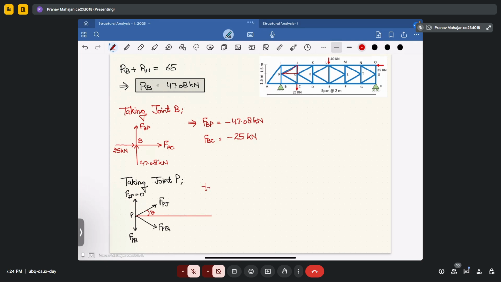So your tan theta will become equal to JQ upon PQ. Your JQ is 1.5, PQ is 2. That means theta will be tan inverse 1.5 by 2. That will give you theta equal to 36.87 degree. Now we know the theta. Now let's solve the problem.